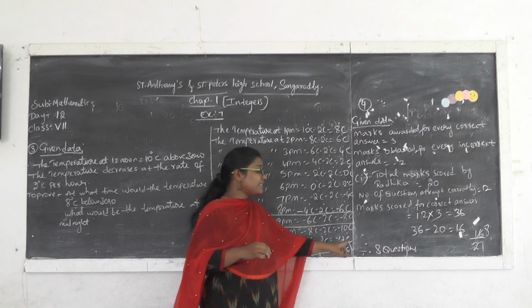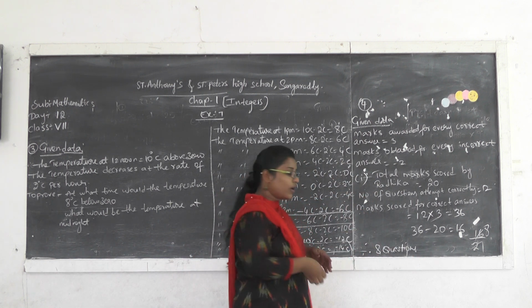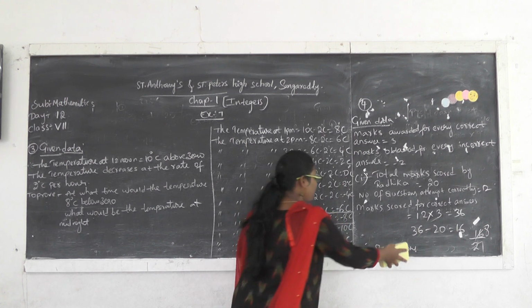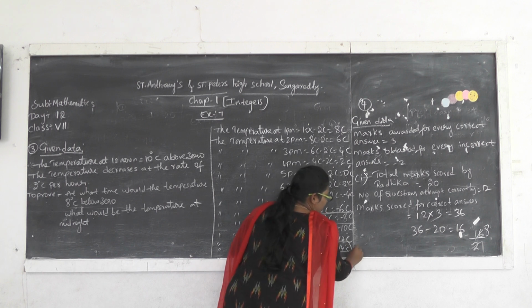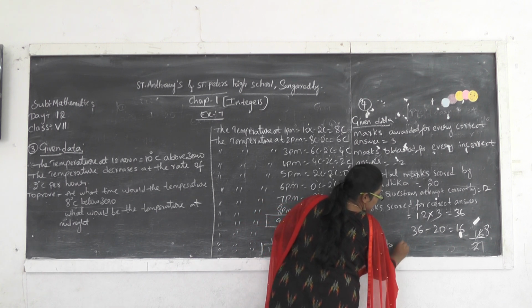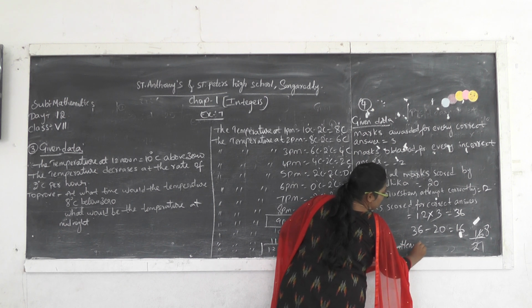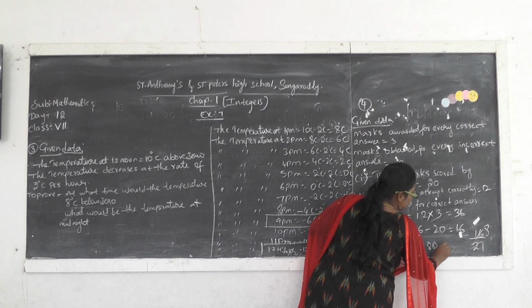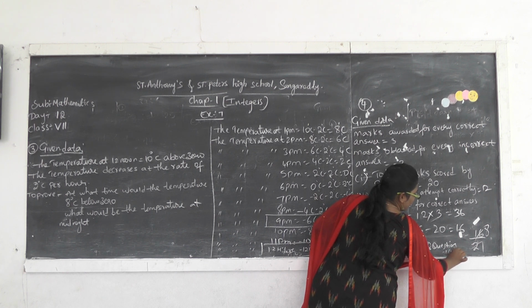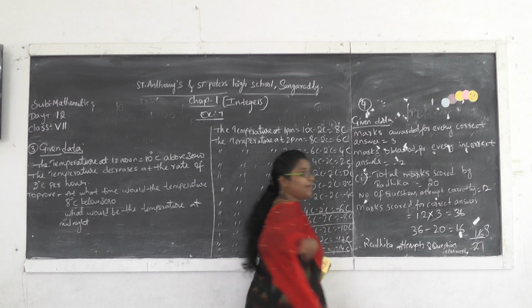Therefore, Radhika attempts 8 questions incorrectly. Are you able to understand?